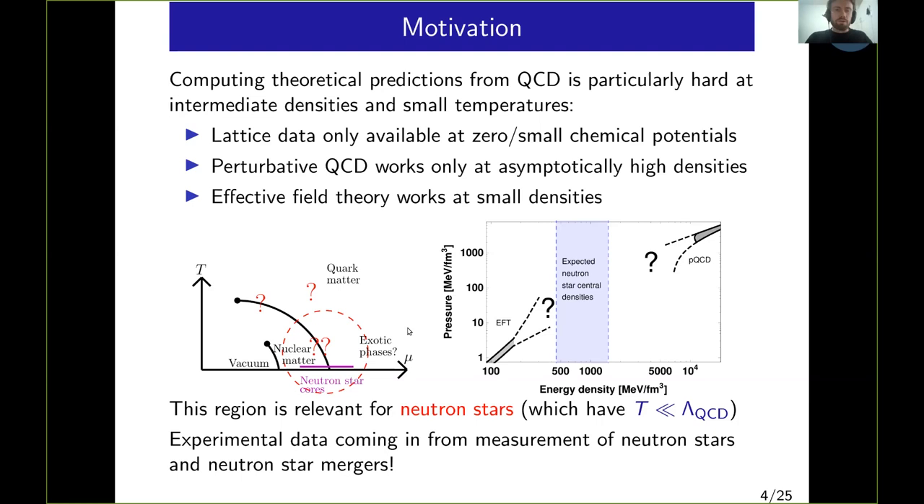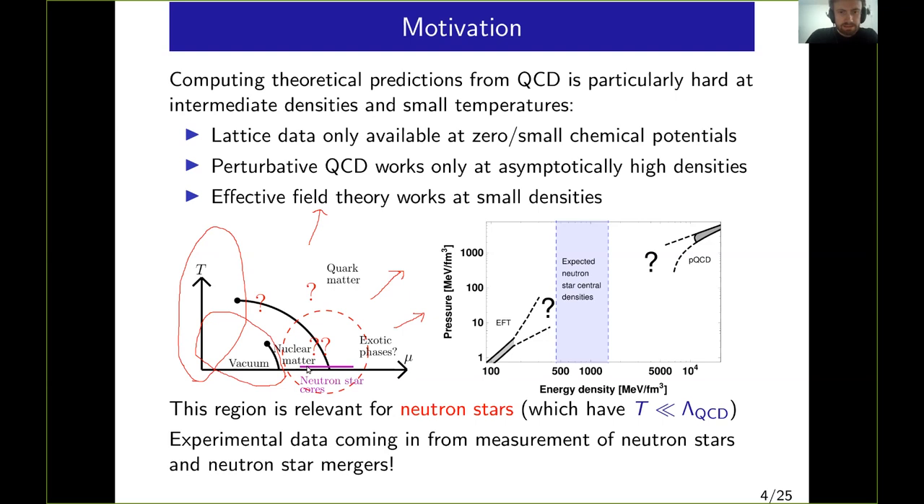Computing theoretical predictions for QCD is particularly hard at intermediate densities and small temperatures. The regions I'm talking about are around here. And why is this difficult? Well, there are lots of tools available, but they do not apply in this region. In particular, there are lattice QCD results at small chemical potentials. Perturbative QCD works well at asymptotically high densities and chemical potentials. And there's also effective field theory, which works maybe in this region, up to small densities of nuclear matter. But there is a lot of region which is not covered by these approaches.